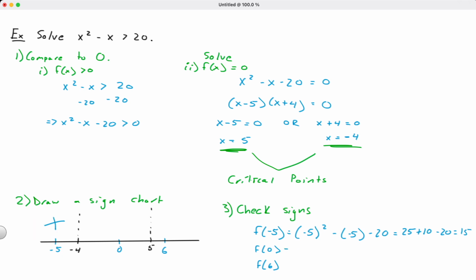Plugging in 0, we have 0 squared minus 0 minus 20, which will equal -20. And so that tells us that everything in this region matches the sign of -20, in other words, is negative. And lastly, f of 6 will be 6 squared minus 6 minus 20, which equals 36 minus 6 minus 20, or in other words, 10. Since 10 is positive, that represents this whole region here, and so we can put a plus sign there to say that everything in this region is positive.